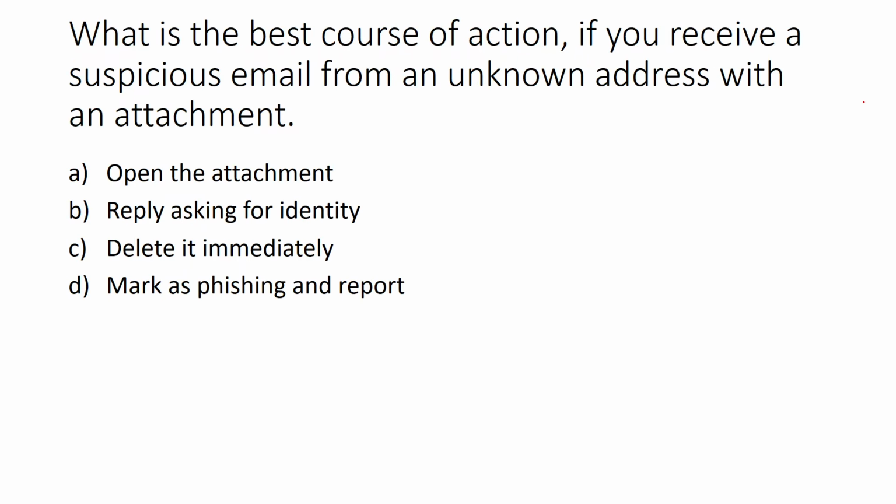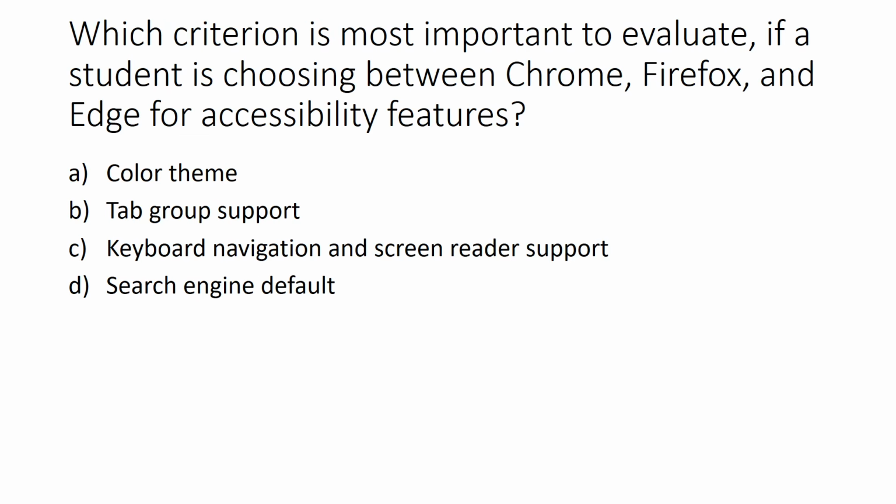Next, what is the best course of action if you receive a suspicious mail from an unknown address with an attachment? You should mark it as phishing and then report. Which criterion is most important to evaluate if a student is choosing between Chrome, Firefox, and Edge for accessibility features? That is, keyboard navigation and screen reader support should be there for that.